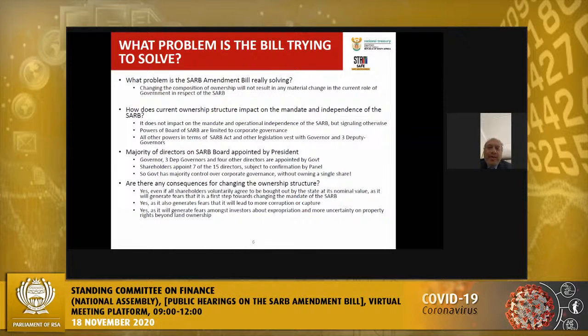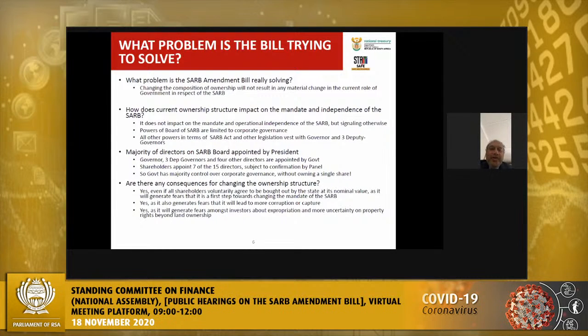So whilst the bill doesn't impact on the mandate and operational independence, as I said, it will signal otherwise. Currently, the power of the board of SARB is limited to corporate governance. All other powers are in terms of the SARB Act.